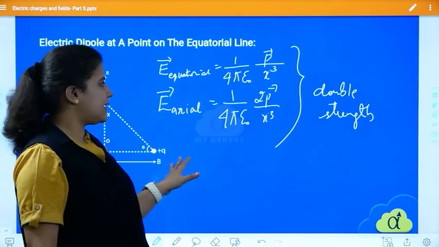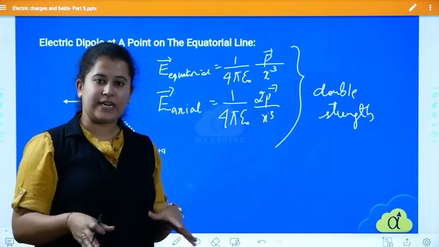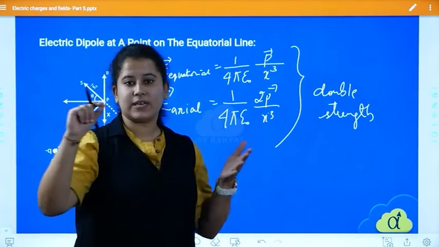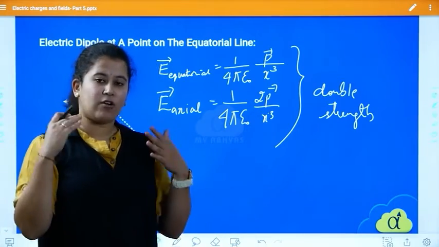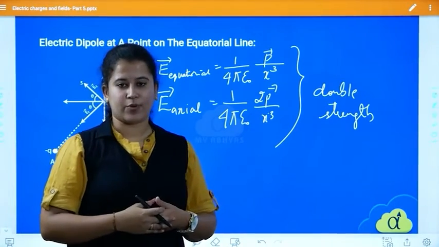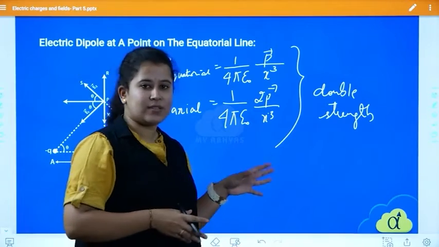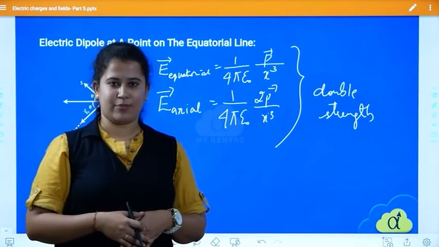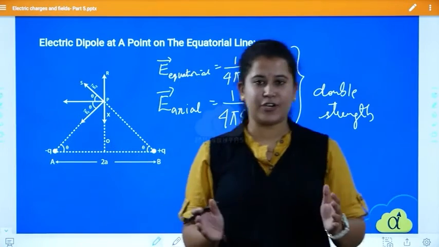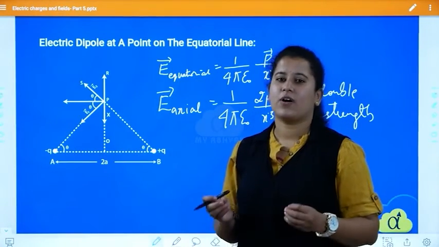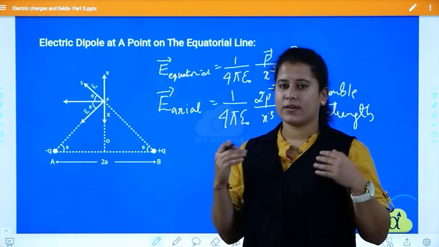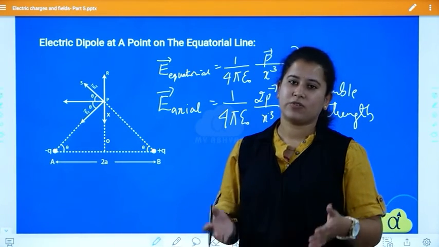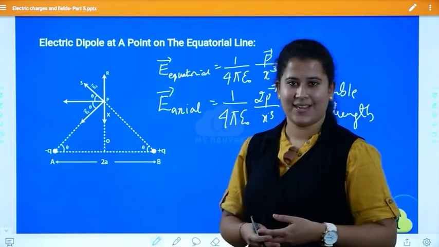So here you can see the electric field intensity when the point is along the axial line, that is when it is straight to the dipole, and also when it is perpendicular to the dipole. So when it is straight to the dipole, the strength is more, and when it is perpendicular, the strength is less for an electric dipole. Clear? So I hope this has been clear to you, and if there are any issues with the derivation or your understanding, then please let me know so that I can clear it as soon as possible. Clear?